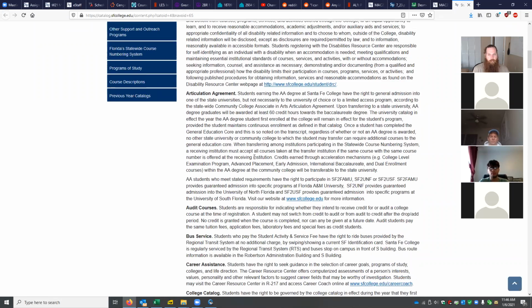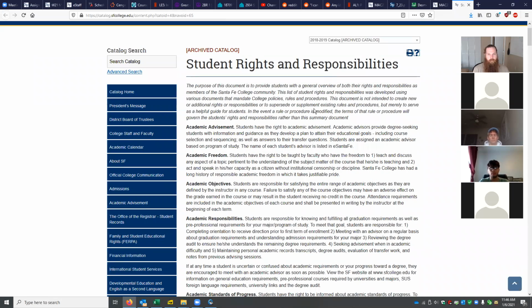You should be pretty aware of what the college expects of you as far as conduct and behavior are concerned. And you should also know what you have the right to expect from the college and from faculty. So I would strongly suggest taking a look at that.